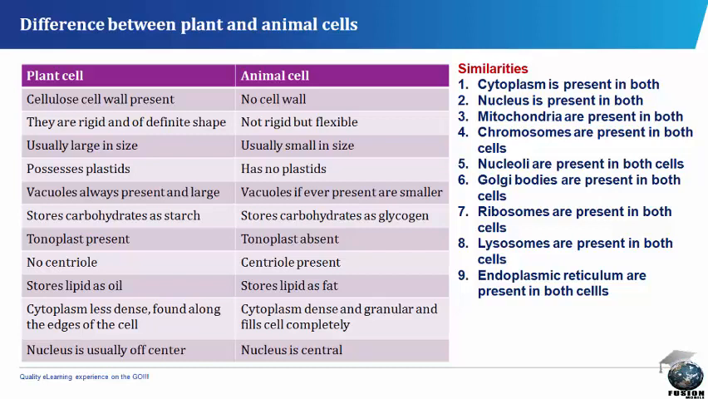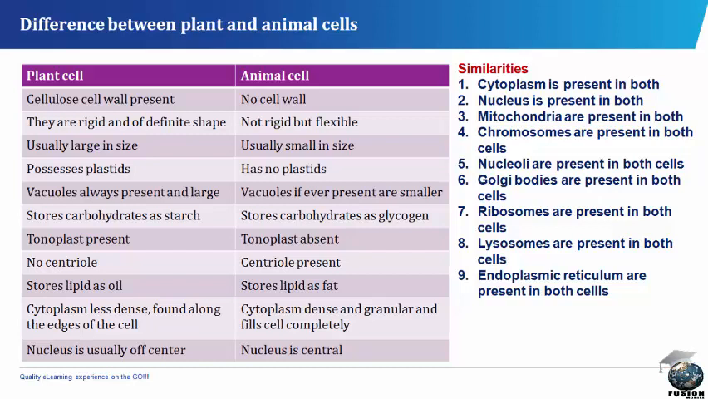In a plant cell, cytoplasm is less dense and found along the edges of the cell, whereas in an animal cell, cytoplasm is dense and granular and fills the cell completely. In plant cells the nucleus is usually off-center, but in animal cells the nucleus is central.